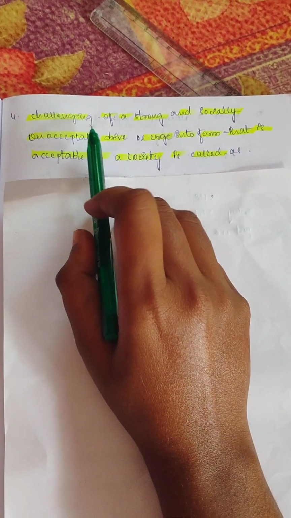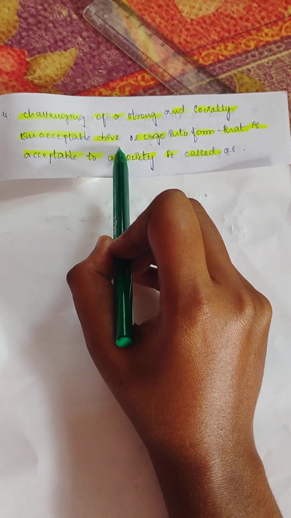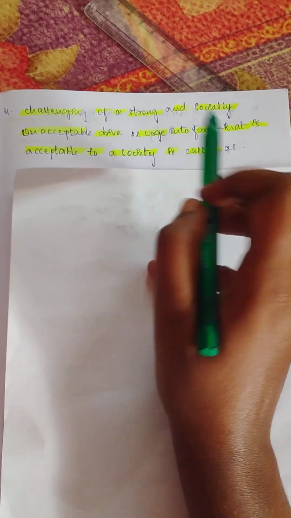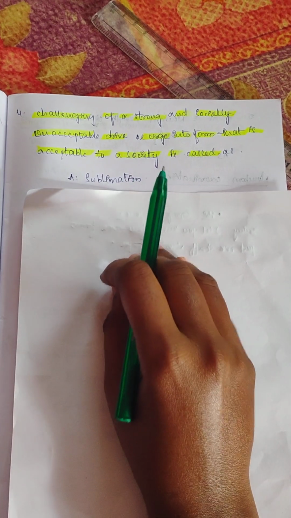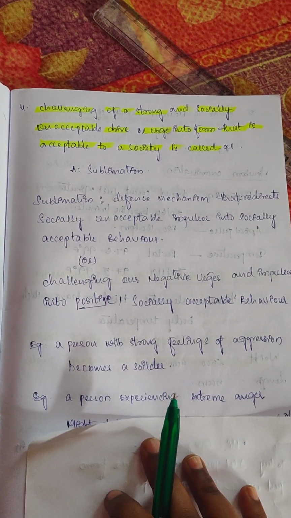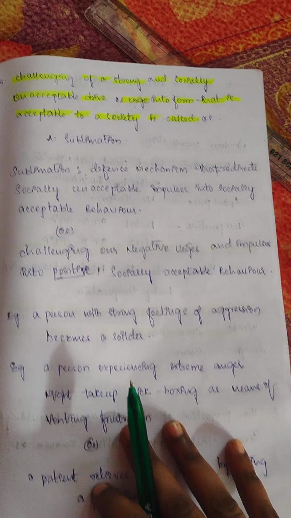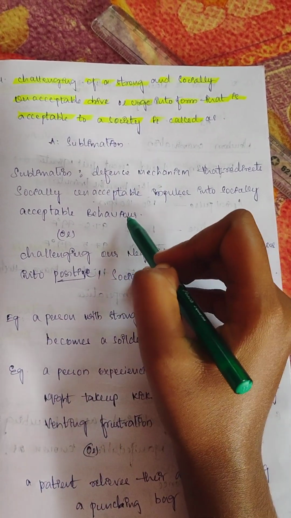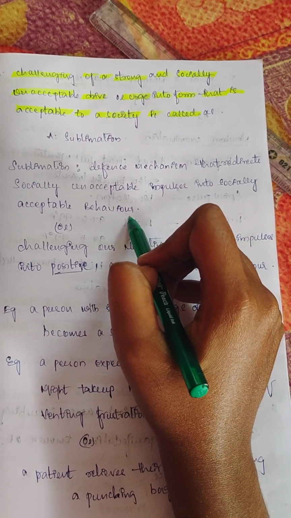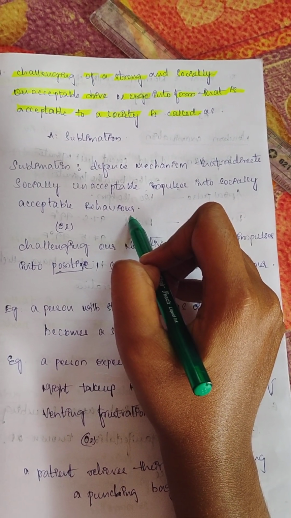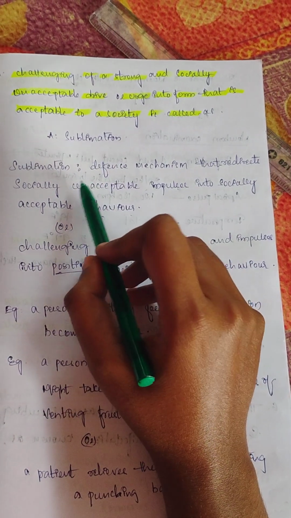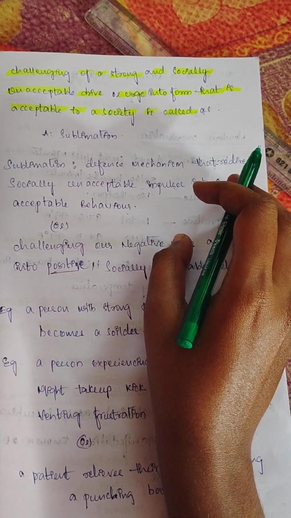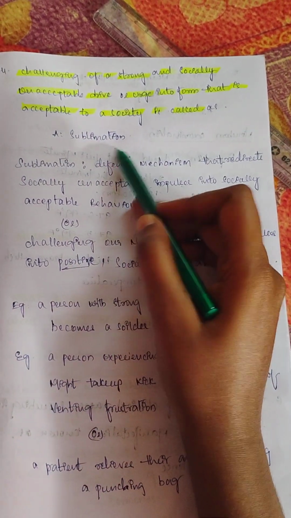And the third question, changing a strong and socially unacceptable drive or urge into a form that is acceptable to society is called, and the answer is sublimation. Sublimation is one of the defense mechanisms, where the person changes his unacceptable behavior or impulses into acceptable behavior. The person changes his unacceptable behavior in society into acceptable behavior in society. So that we can call sublimation.